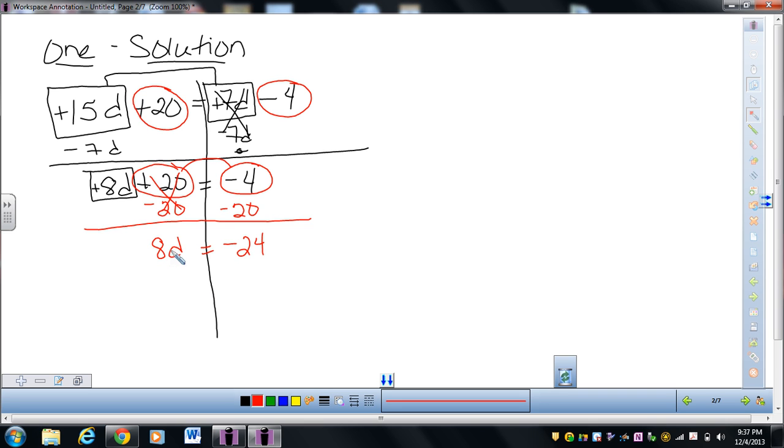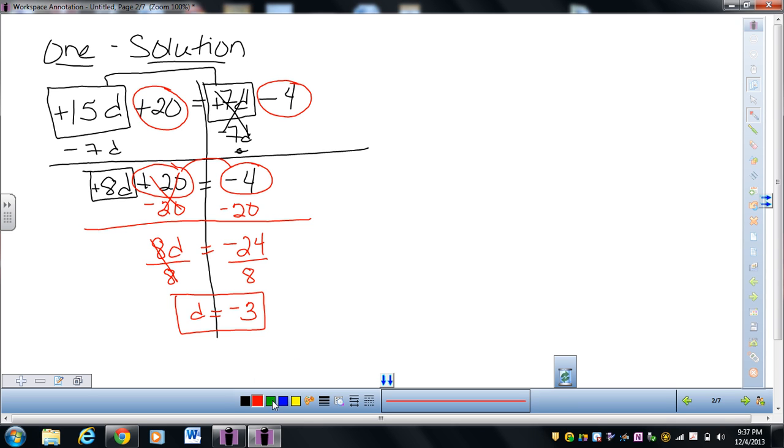And then I know that when they're smushed together like this, the coefficient and the variable, it means they're being multiplied. And to undo multiplication, I do division. So I'm going to divide both sides by 8. And I'm left with d over here because that cancels out. And then I've got negative 24 divided by 8, and I know that equals negative 3. So that is one solution. That's a one solution problem where I end up with an answer where d actually equals something.